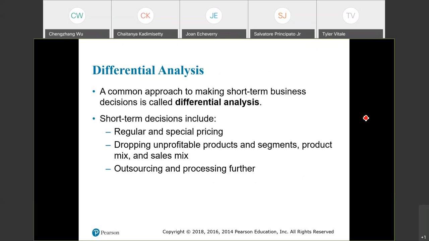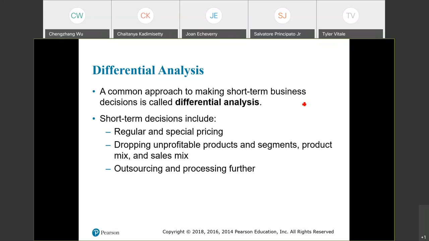Well, a common approach to make short-term business decisions is called differential analysis. In this approach, the emphasis is on the difference of operating income between the alternative approaches.